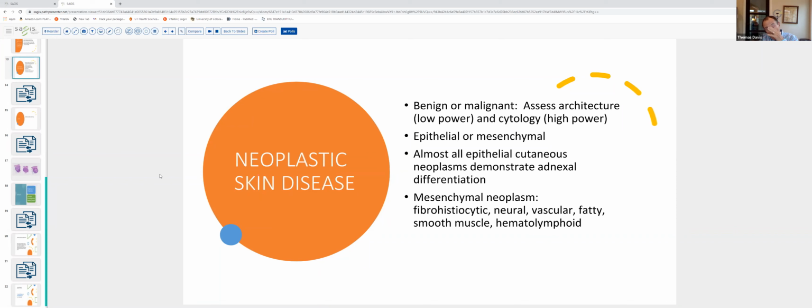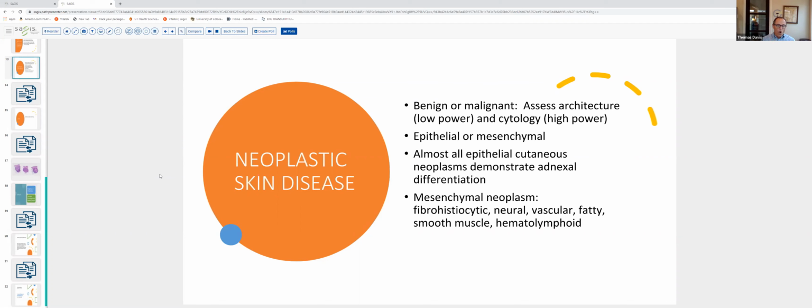And this really requires both low power scanning magnification and high power, because it's the combination of the architecture of the lesion and the cytology that really coupled together allow us to decide whether something's benign or malignant. But you definitely want to spend some time on scanning magnification, low power, assessing, again, the architecture of the tumor.